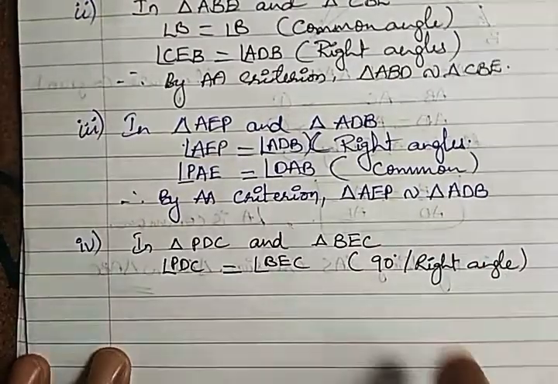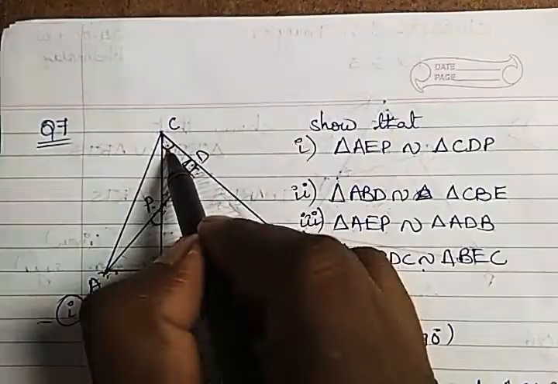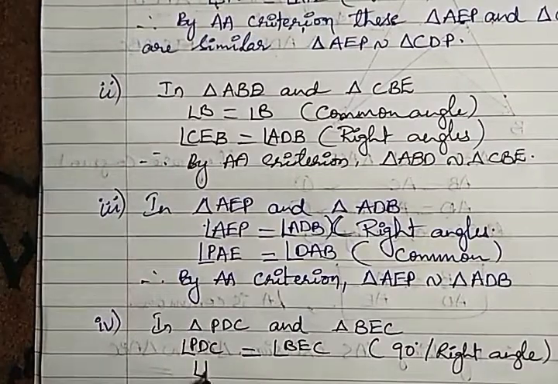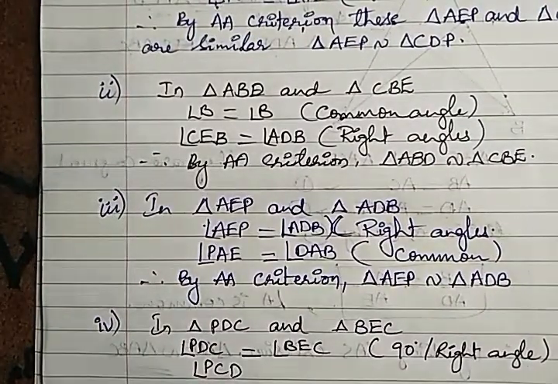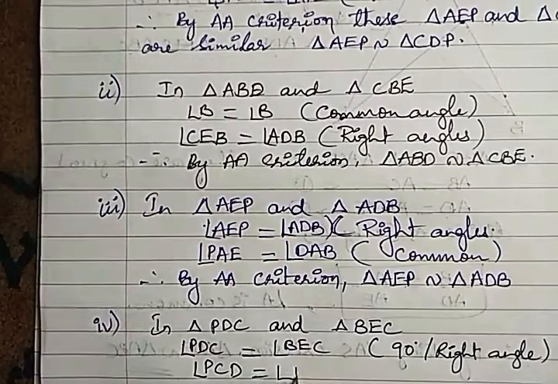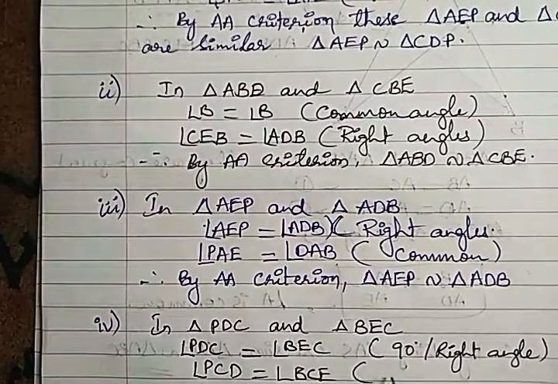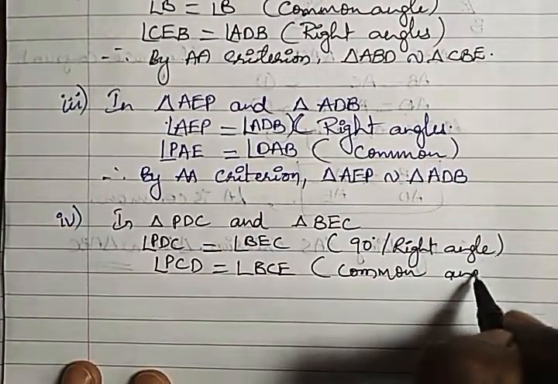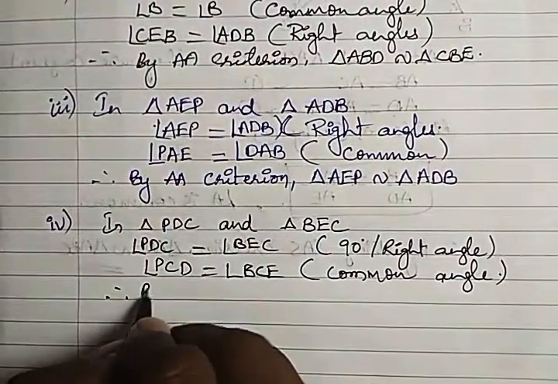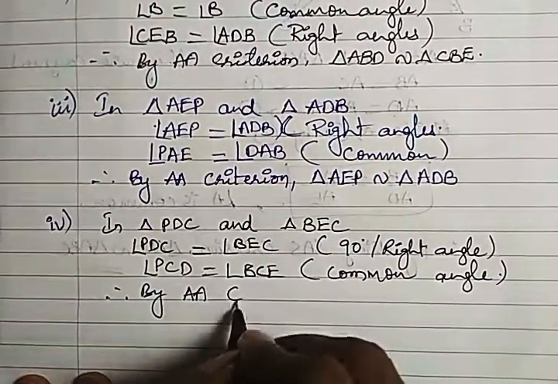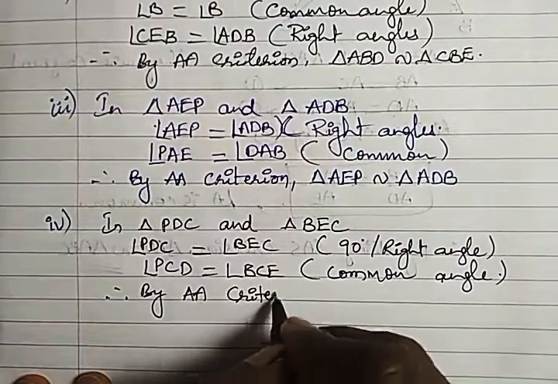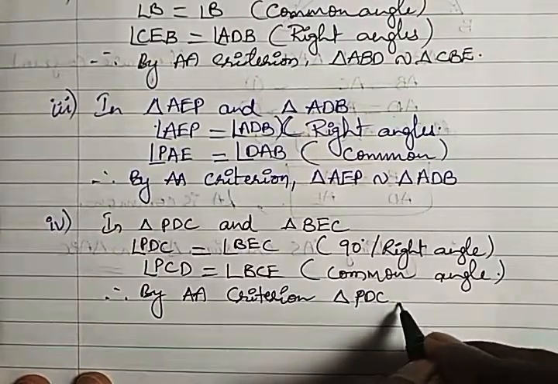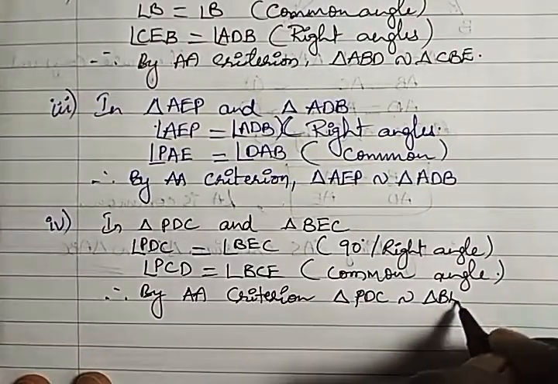Right angle. Second, angle C is common. How do we represent? PCD, BCE. Angle PCD is equal to angle BCE. They are common angles. So therefore, by AA criterion, triangle PDC is similar to triangle BEC.